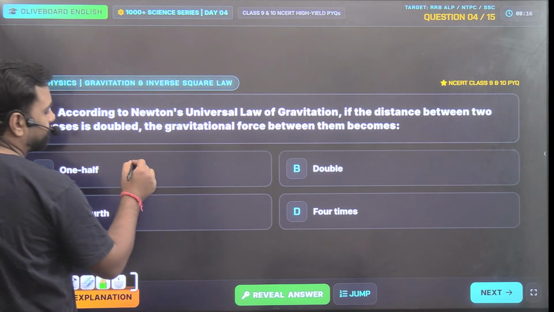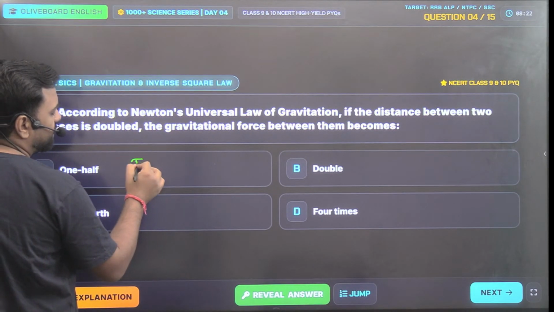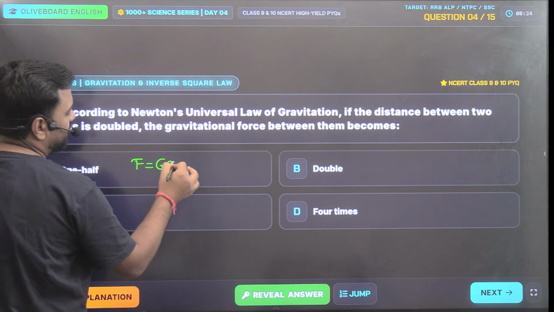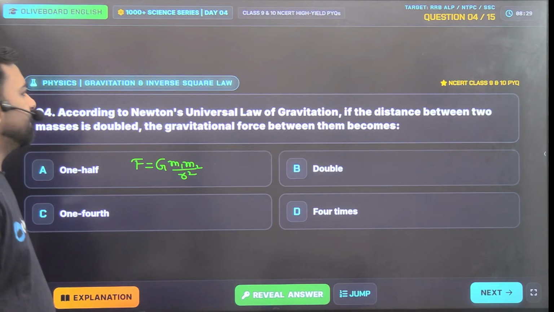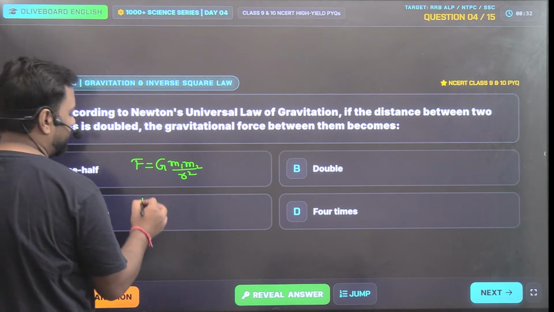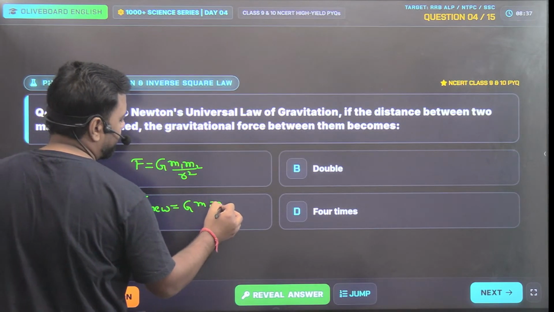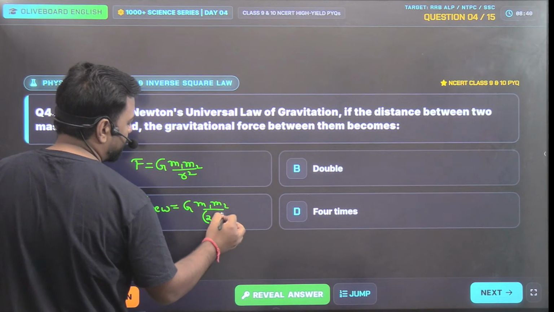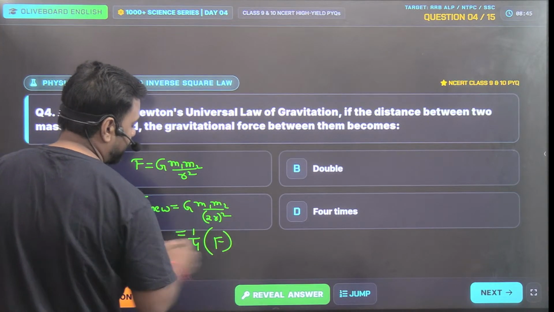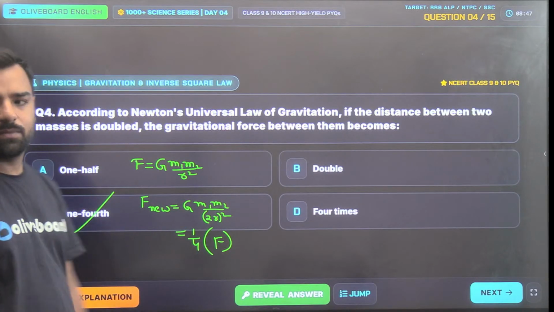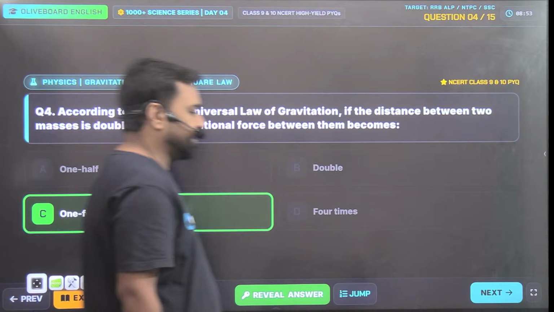Okay. So see, in order to find the force, we used to go with this formula G m1 m2 upon r square. Right? Now it is saying that the distance is doubled. So the new force will be what? It will be G m1 m2 upon 2r whole square. So obviously it will be 1/4 of the initial one. So 1/4, that is option number C. And Ankita, you are 100% correct. So what is the answer? C is the correct answer.